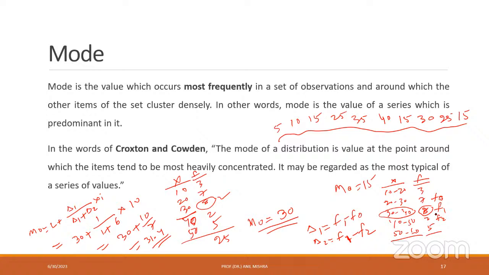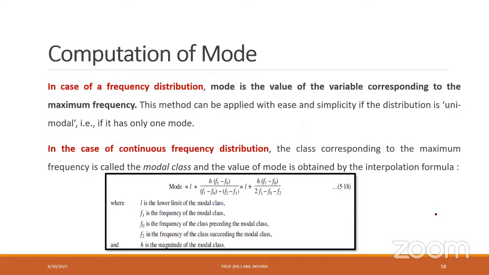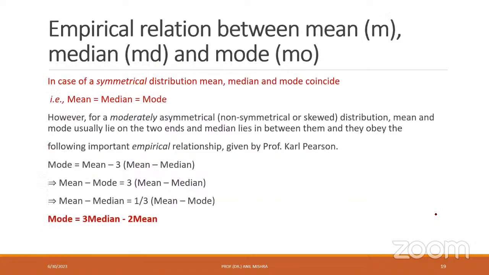So how to calculate the mode in the case of bimodal or multimodal? In that case, we have to use a particular formula: 3 median minus 2 mean. The mode can be calculated with 3 median minus 2 mean. That means you have to find the value of the median as well as the mean. Then the value of the mode equals 3 median minus 2 mean.